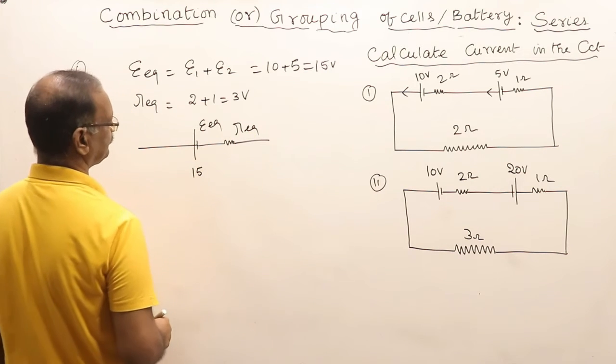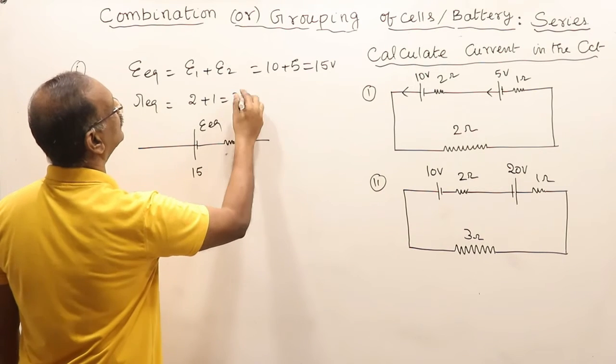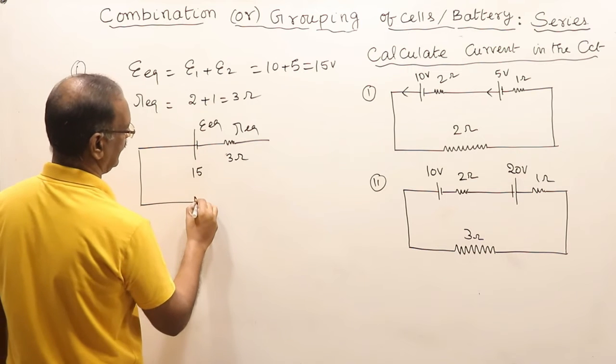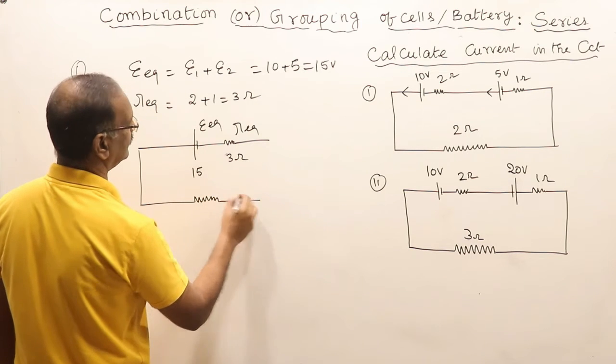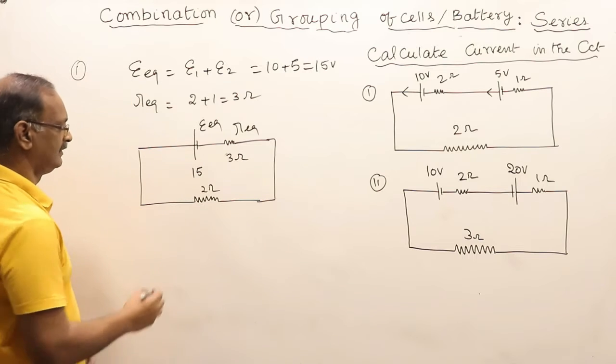15 volt and 3 ohm, and an external resistance is connected with 2 ohm like this. In this case, what is current?